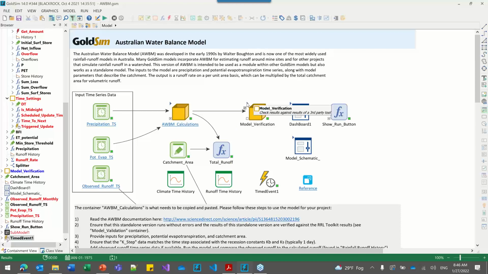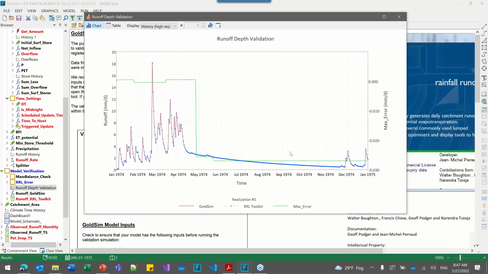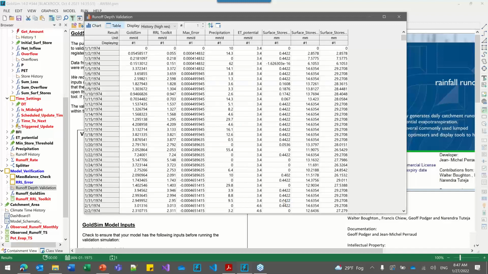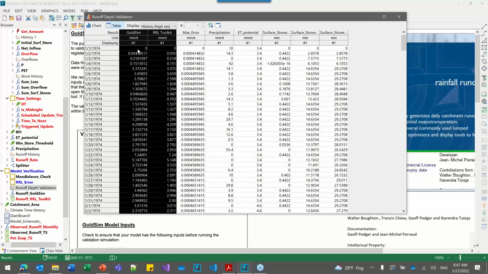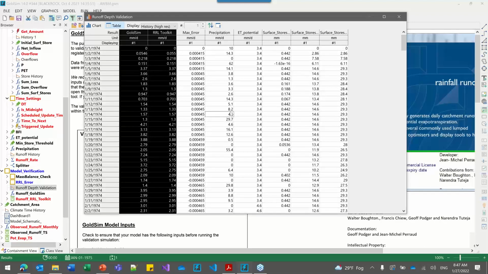If I go to the model verification folder and then I look at our calculated runoff compared to the RRL toolkit, you will see that the values are right on top of each other. That's the red and the blue. I added a small symbol to the blue so that you can see them on top of each other. We could look at the table values. You can see that GoldSim and RRL, the two I've highlighted here, are essentially the same. I am showing a higher precision here, but you can change that by holding the Alt key on your keyboard and then typing the left arrow key. So if I reduce the number, you can see they're close together.